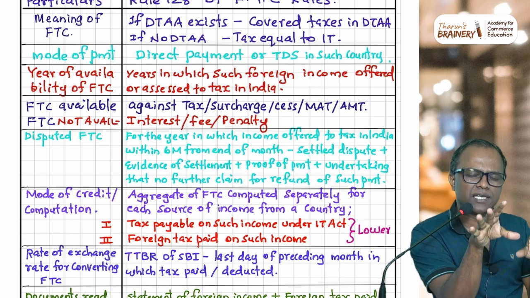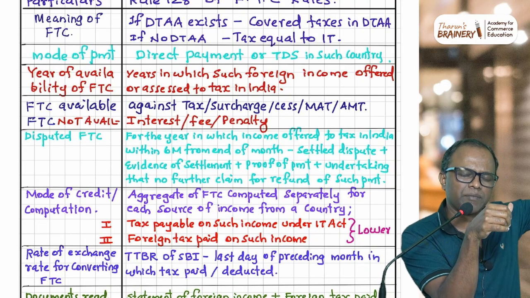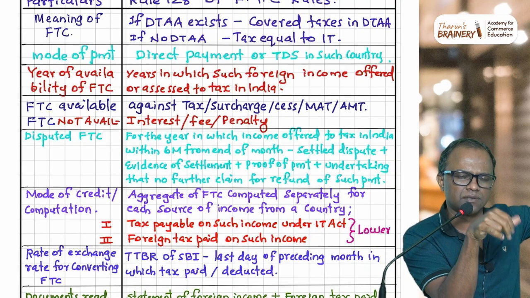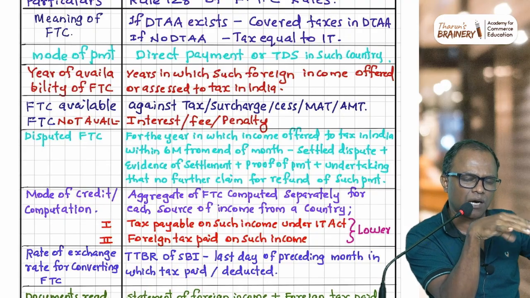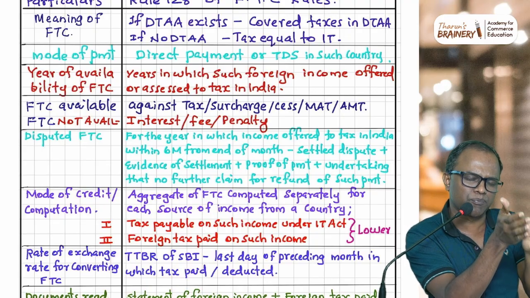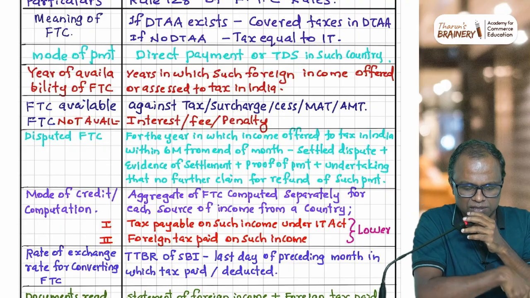This will happen when there is a difference in accounting year, right? India is following April to March. There may be January to December elsewhere. In that situation, there will be a mismatch. So proportionate income: in our financial year, how much income is being taxed? Proportional tax only will be allowed. If both are the same year, this issue does not arise.